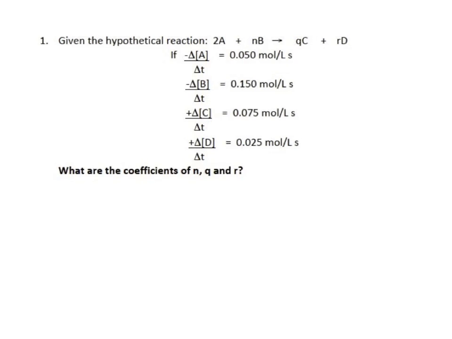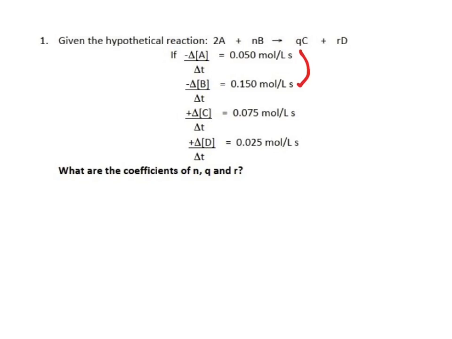Okay, so here's a hypothetical reaction. 2A plus nB produces qC plus rD. I want you to tell me what are the coefficients of n, q, and r. To determine this, you have your change in concentration of A over time, and you have it for B, C, and D. I know that the first coefficient in front of A is 2. So I want to look in respect to A to B.